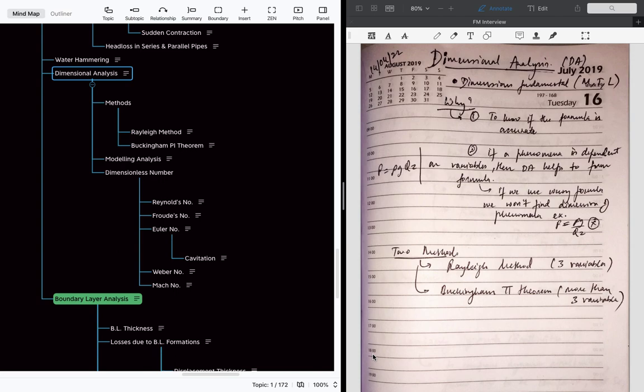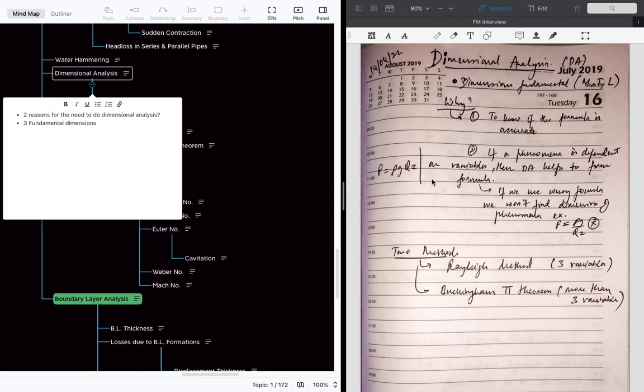So dimensional analysis. What are the basic fundamental dimensions? Those are mass, time, and length. And why do we need it? There are two reasons. The first one is to know if the formula is accurate. Second, if a phenomenon is dependent on some variable, or is a function of some variable, then dimensional analysis helps to form the formula.